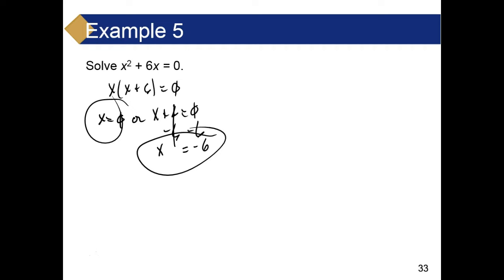Plus 6 times 0? 0 plus 0? 0. Yes, that works. How about this one? Plug a negative 6 in there. What's negative 6 squared? 36. Plus 6 times the negative 6 is negative 36. 36 minus 36. Sure enough, that's 0 too. Yes, both of those solutions work.